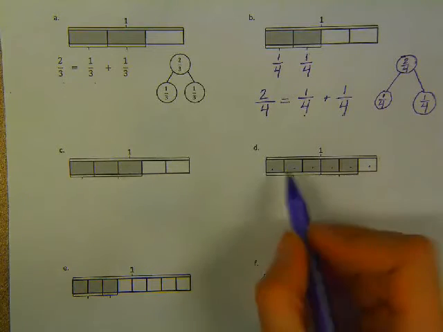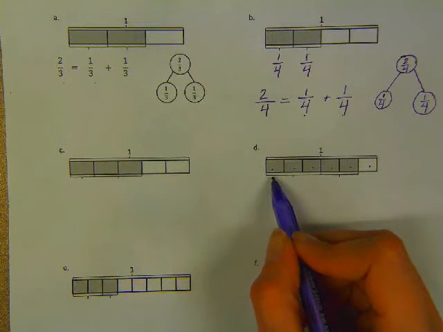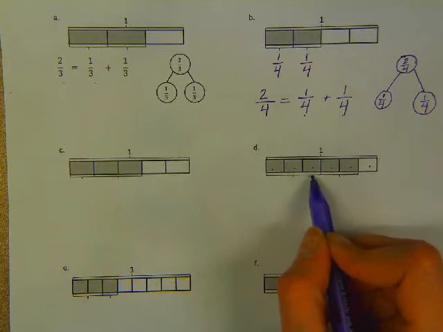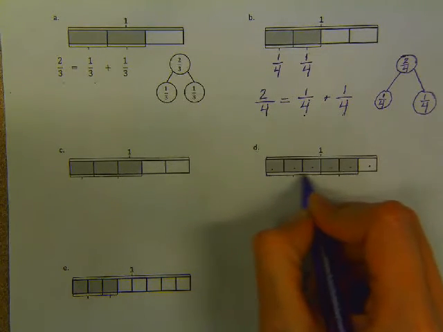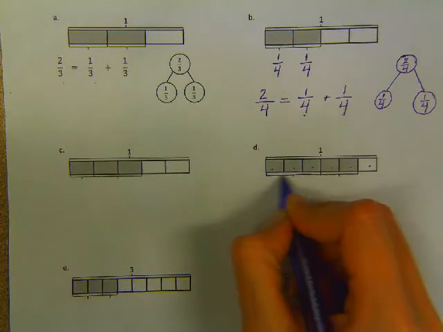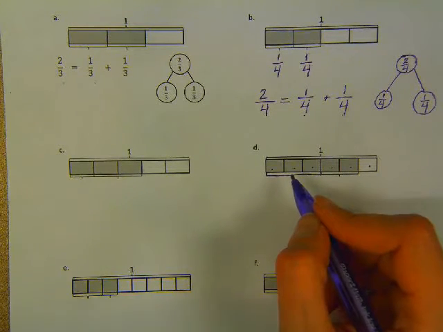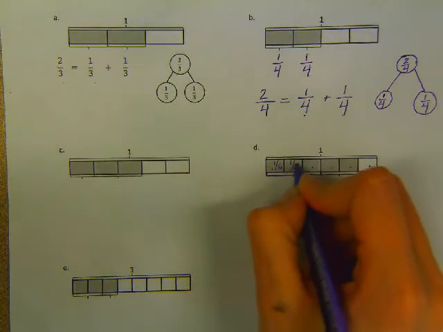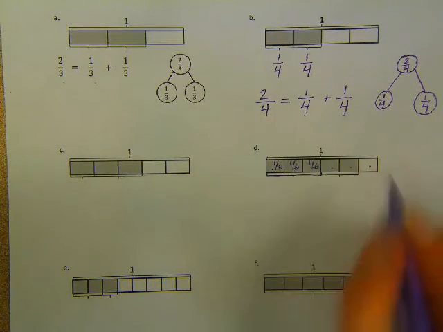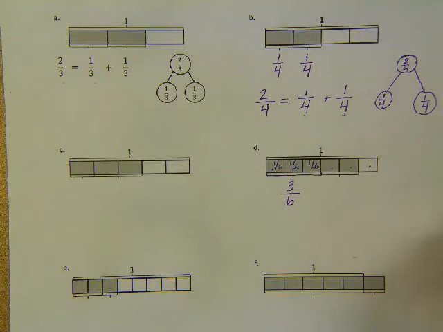Now I need to count how many shaded pieces there are above each underneath bracket. So when I look at this underneath bracket here, I see that it is covering 3 pieces. Since each piece is worth 1/6, 3 pieces is going to be 3/6. So my fraction that goes underneath this bracket is 3/6.